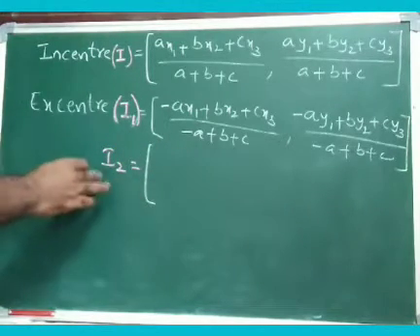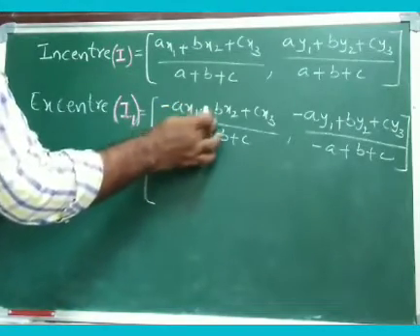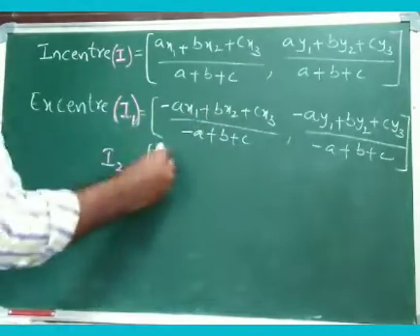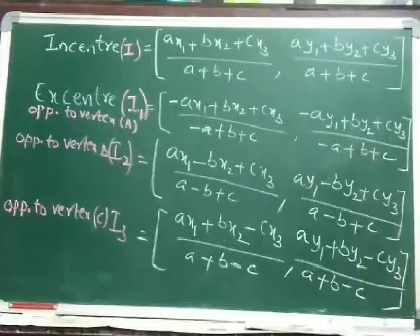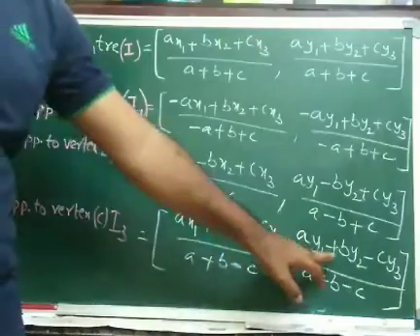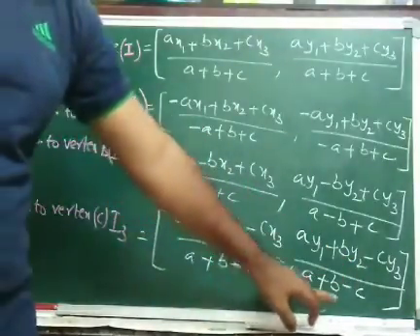This time it is very simple. Since it is opposite to B, just put small b as minus b. I mean ax1, this time, ay1 plus by2 minus cy3 by a plus b minus c.